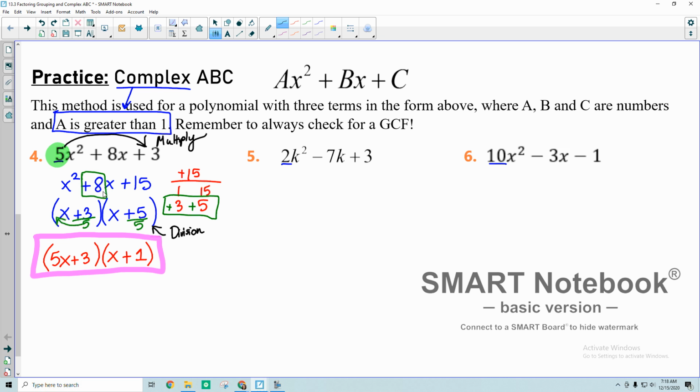Okay? Let's try one more example of this. Okay, first step. I gotta swing this number all the way over here. That means I'm multiplying.